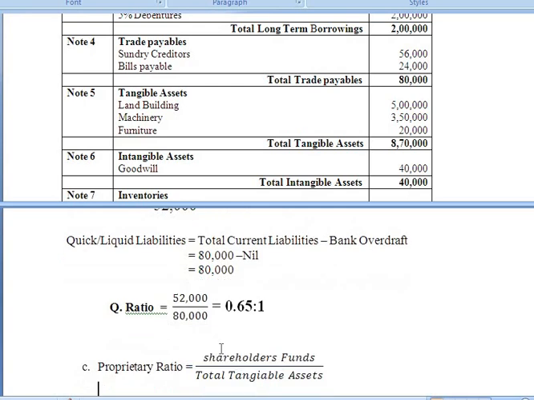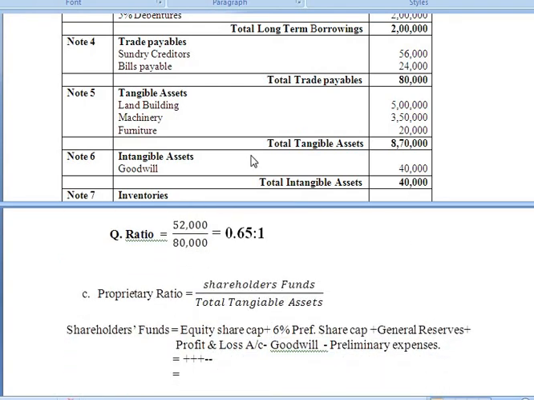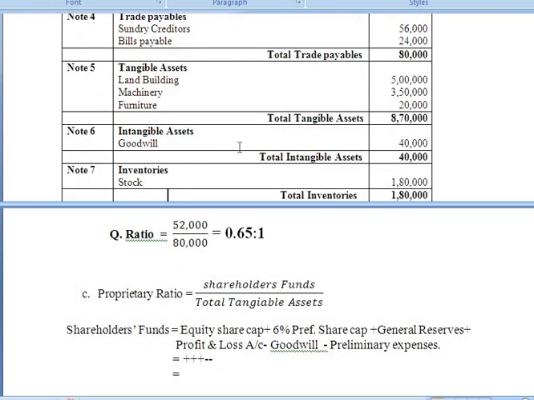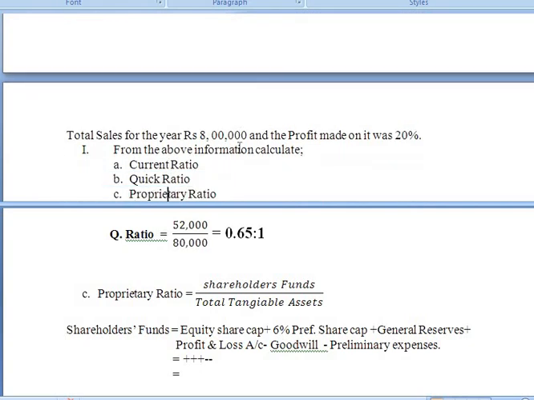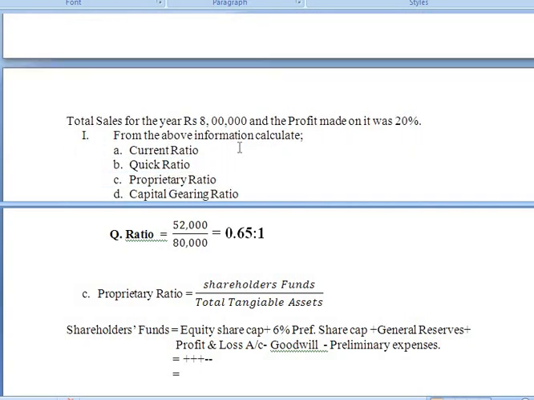Okay. Next one is proprietary ratio. Here you can check. We have calculated the first ratio, that is current ratio. Then quick ratio we have calculated. Now the third one is proprietary ratio. Okay. What is the formula of proprietary ratio? Proprietary ratio is equal to shareholders funds divided by total tangible assets. Okay. Now we need to find out the amount of shareholders funds.